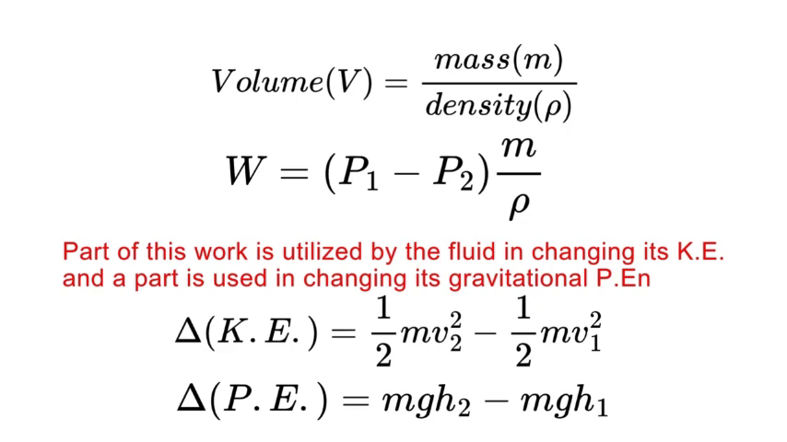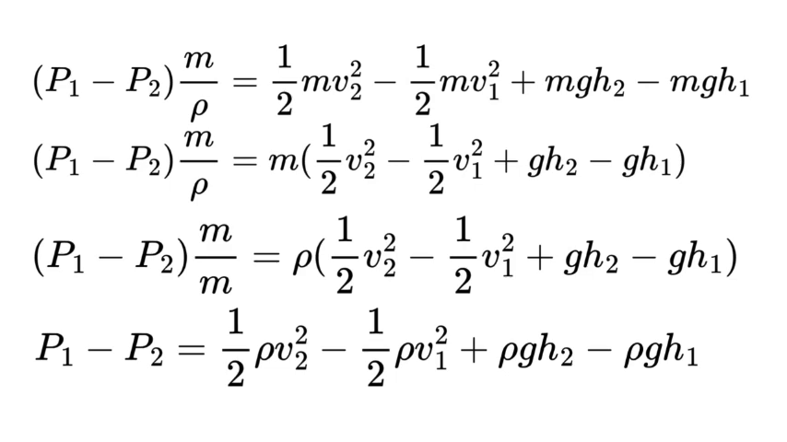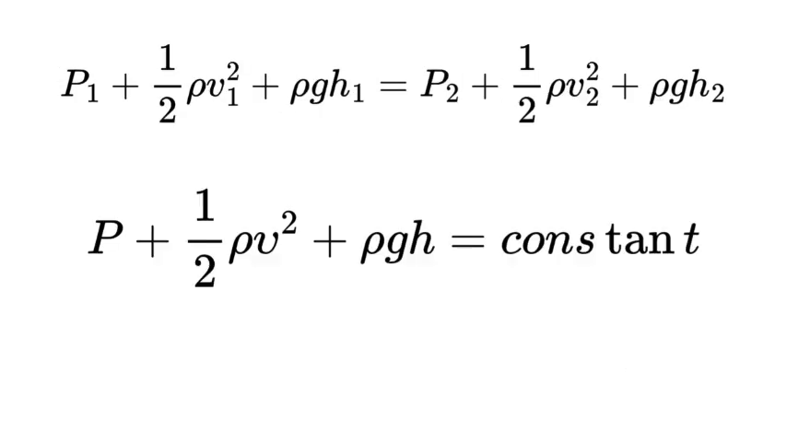Now, a part of this work done is utilized by fluid in changing its kinetic energy, and a part of it is utilized in changing its gravitational potential energy. So we will gain two relations, one of which is change in kinetic energy and the other is change in potential energy. By utilizing both of these relations in work done formula, we will get a new equation. So by solving this, we will get the final relation for Bernoulli's equation.